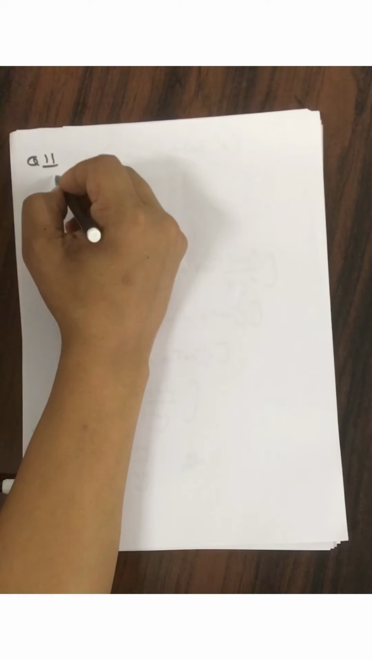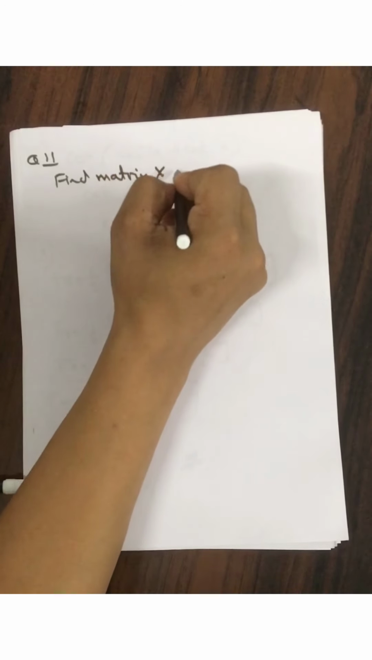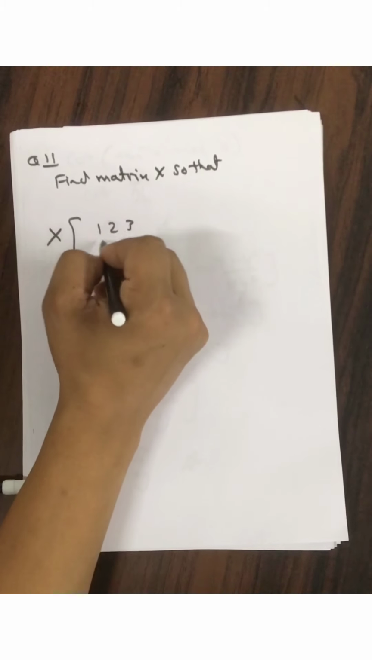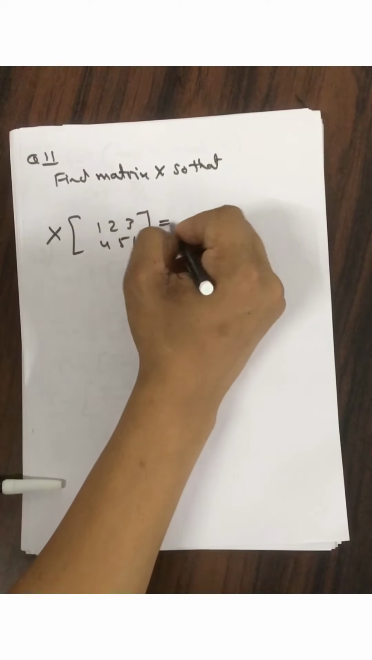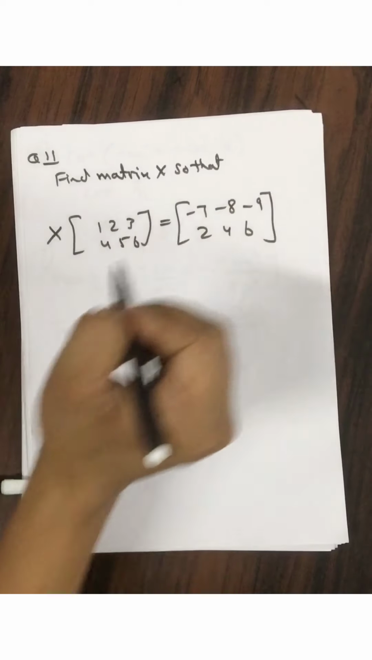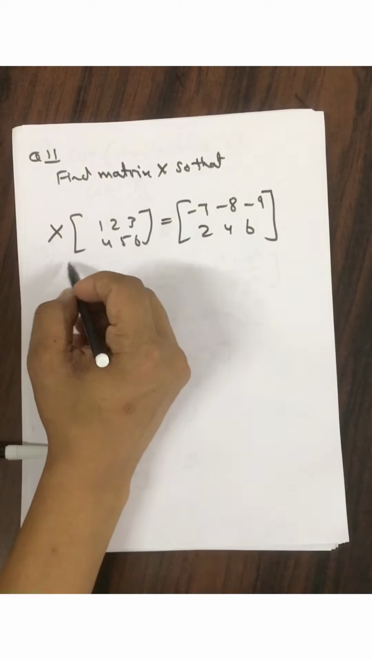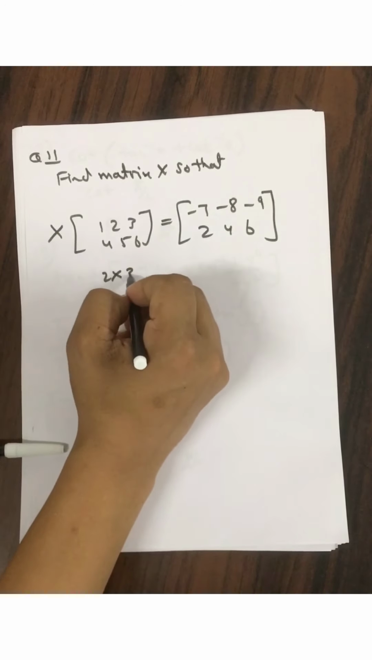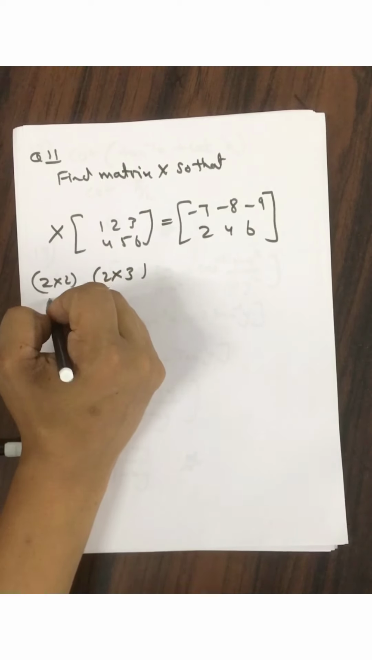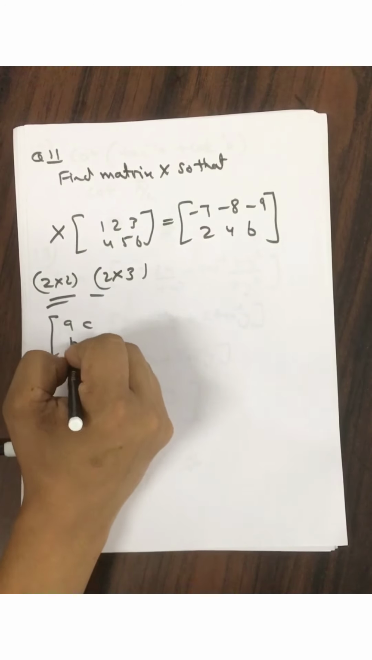Question 11. Find matrix X so that X into 1, 2, 3, 4, 5, 6 equals to minus 7, minus 8, minus 9, 2, 4, 6. This one is there. Now X, see this is what? This is a 2 cross 3 matrix, and so this has to be 2 cross 2, then only we will multiply. So let this be something like A, B, C, D, A, C, B, D.